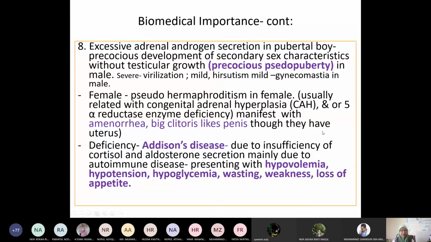So they have two genital features in their body. Okay, so Addison disease is not due to congenital adrenal hyperplasia. It is another pathological condition due to insufficiency of cortisol and aldosterone secretion because of autoimmune diseases. These clinical symptoms will be explained in detail in pathology.